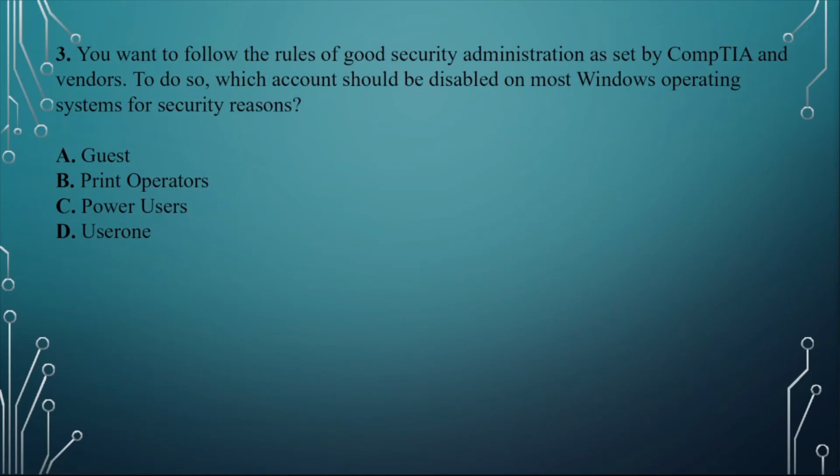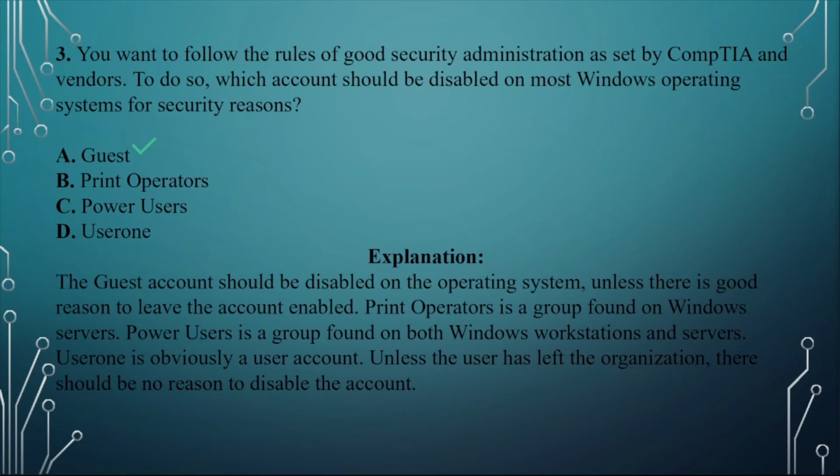Question number 3. You want to follow the rules of good security administration as set by CompTIA and vendors. To do so, which account should be disabled on most Windows operating systems for security reasons? A. Guest, B. Print operators, C. Power users, D. User 1. So what account should be disabled? The answer here is A.